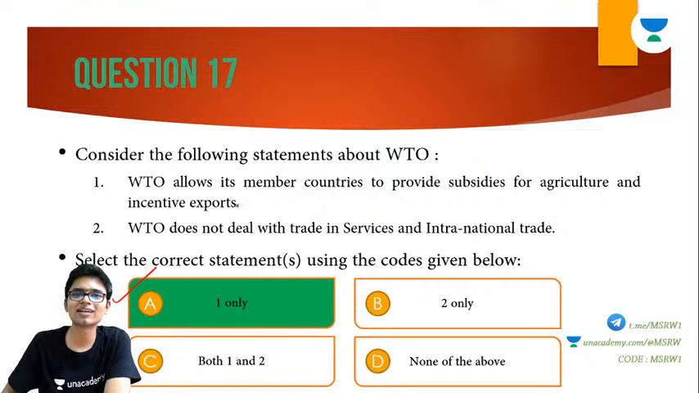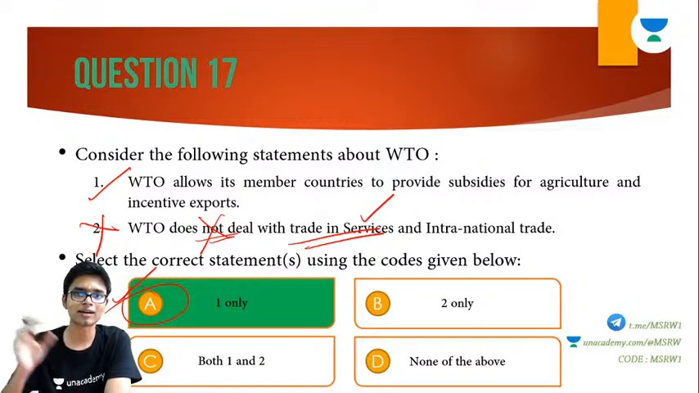The first statement is a no-brainer. WTO allows its member countries to provide subsidies for agriculture and incentive exports. Correct. Especially lower income countries, or LDCs, least developed countries. These kinds of nations have special subsidy provisions, and the WTO was established in the Uruguay Round, after the GATT agreement came to an end. So GATT was converted into WTO. GATT did not look into services, but WTO looks into both goods and services.